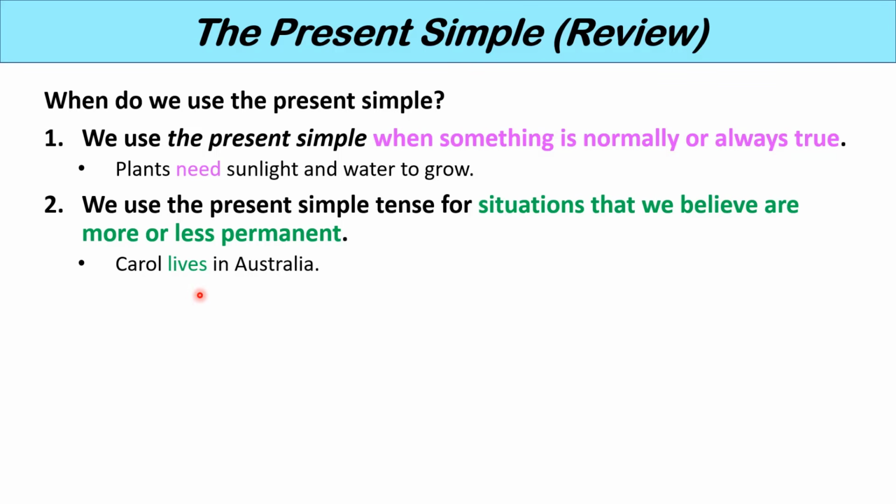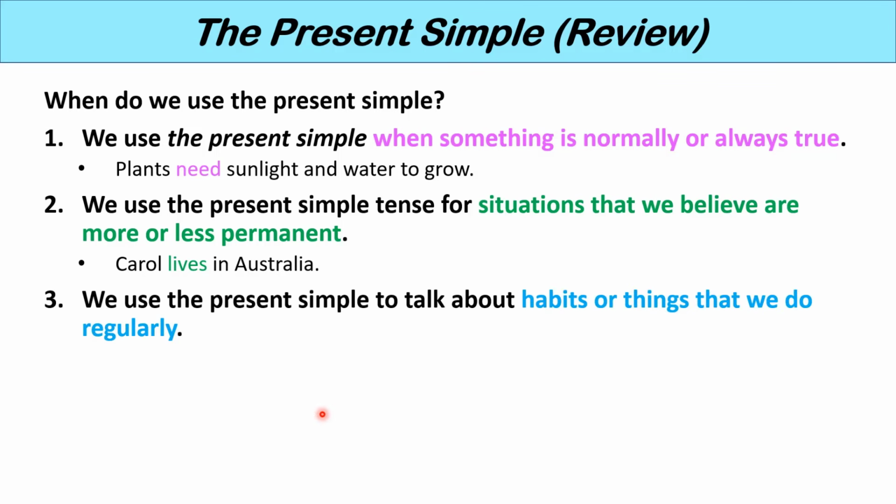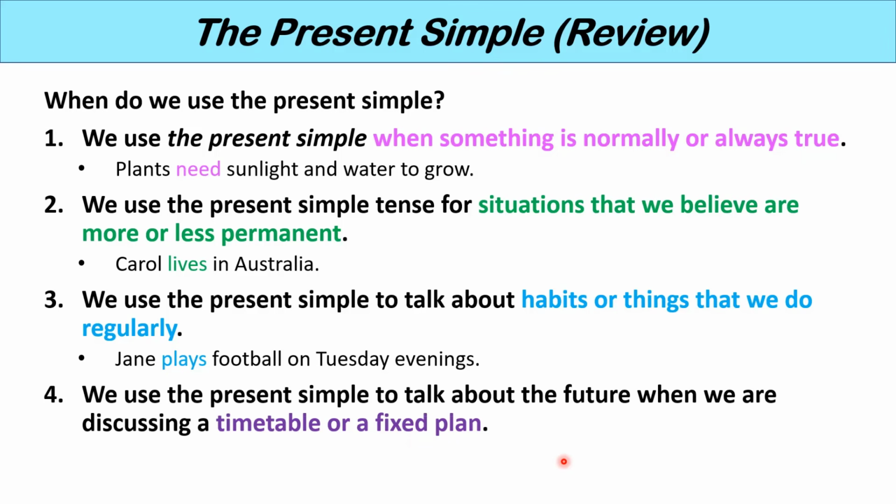Carol lives in Australia. We use the present simple to talk about habits or things that we do regularly. Jane plays football on Tuesday evenings. And finally, we use the present simple to talk about the future when we are discussing a timetable or a fixed plan. School starts at 9 o'clock tomorrow morning.